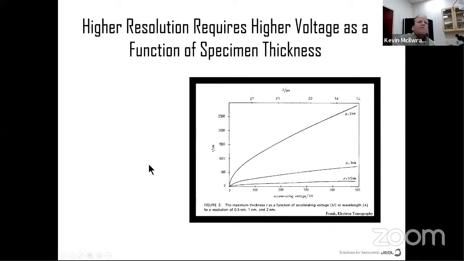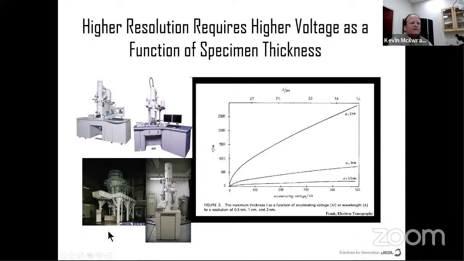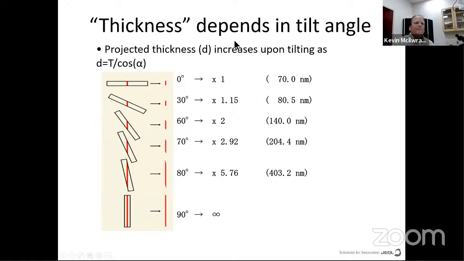Now, as we're doing tomography, we want to use higher voltage because as we tilt, our sample gets thicker, so we can go up to 1,000,000 volts. Here's an example. As we tilt, the sample goes from 70 nanometers to, at 70 degrees, about 3 times that thick, right? So it's going to blur. We're going to have issues.